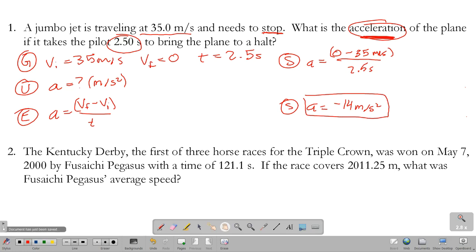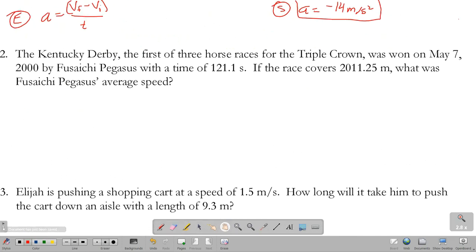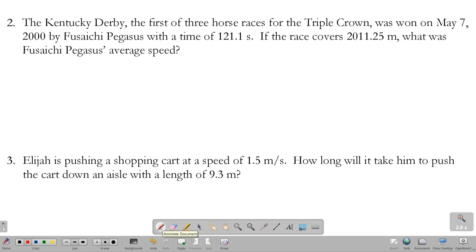All right, let's go ahead and move on here to our second problem. Okay, so this problem says the Kentucky Derby, the first of 3 horse races for the Triple Crown, was won on May 7th, 2000 by Fusachi Pegasus with a time of 121.1 seconds. If the race covers 2011.25 meters, what was the average speed?